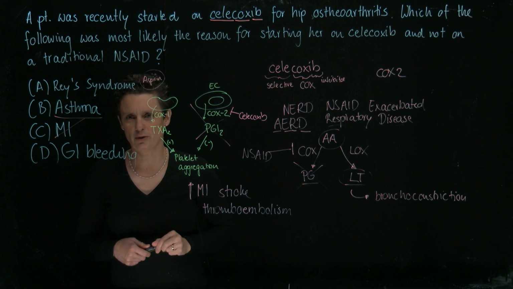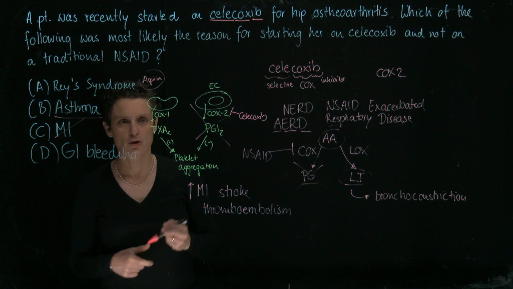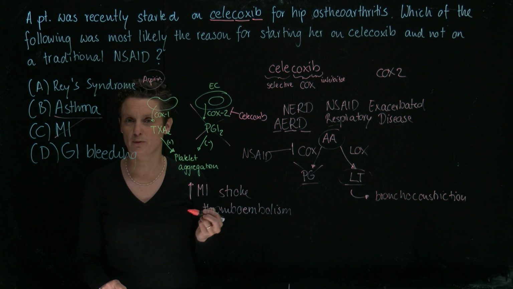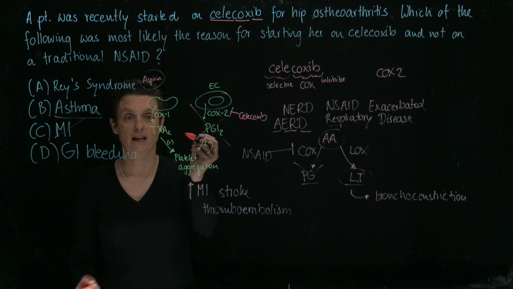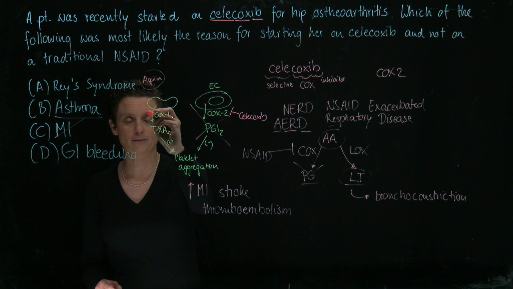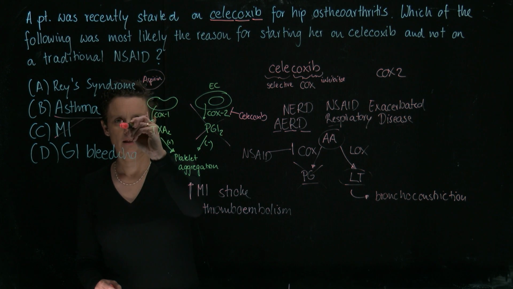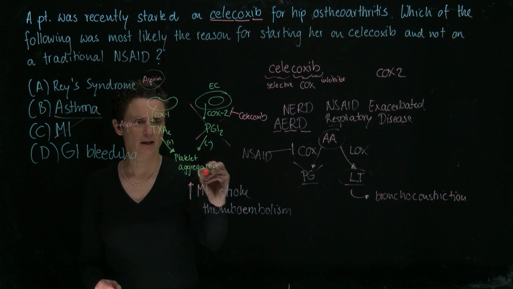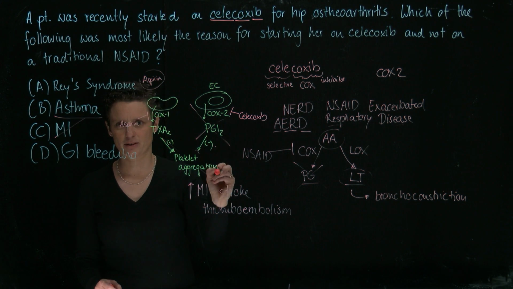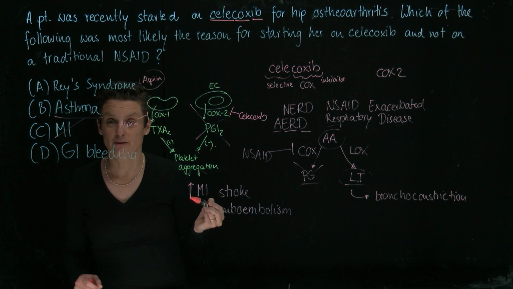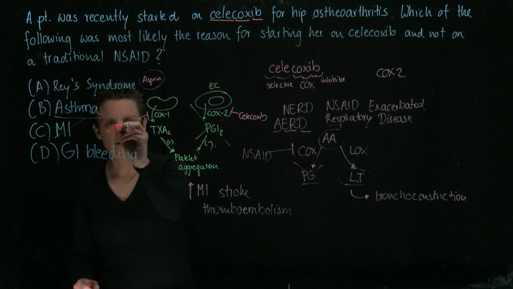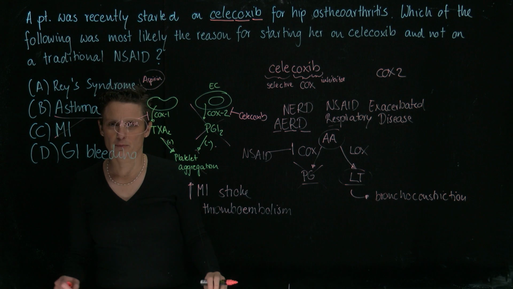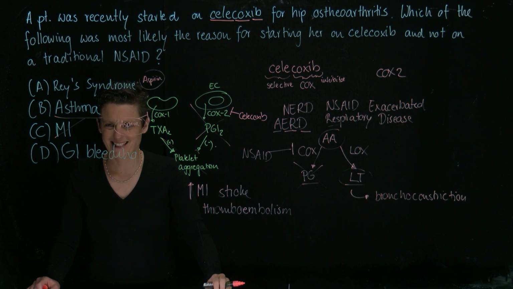And you probably also know that aspirin in low concentrations is used for the prevention of cardiovascular disease like MI and stroke. And why is that? Well, in low concentration, aspirin blocks COX-1. So if you block this pathway, well, then you have less platelet aggregation, which makes you less of a risk of developing MI, stroke, and thromboembolism, which is the reason we use aspirin for the secondary prevention of cardiovascular disease.